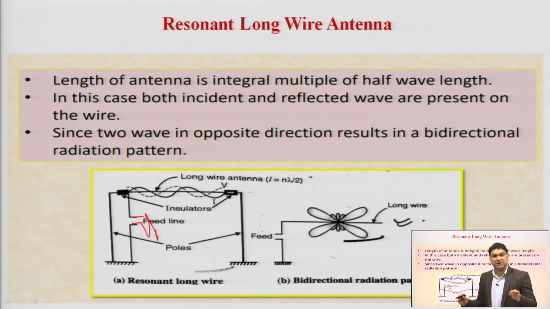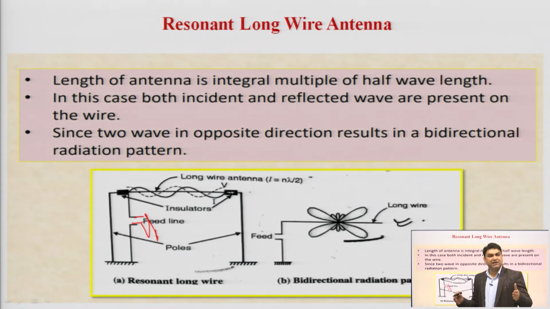And at this particular point, the resonant and non-resonant kind of antenna comes into existence. For a resonant antenna, it must be the length of the long wire which is complete in itself.